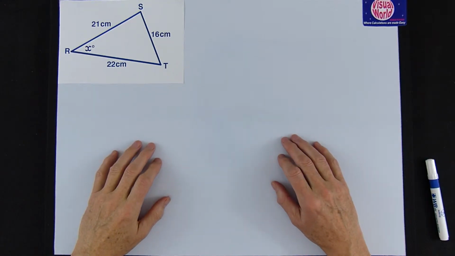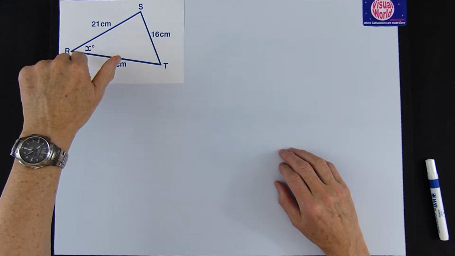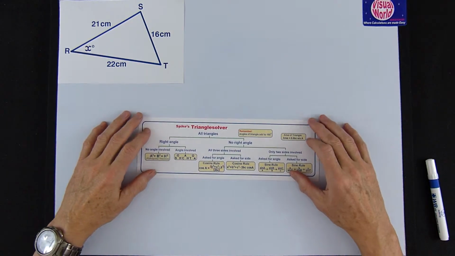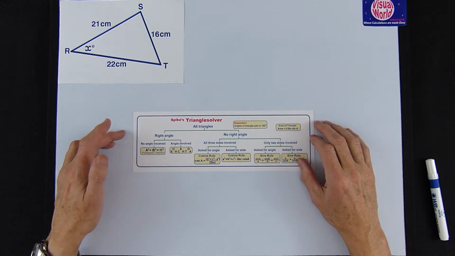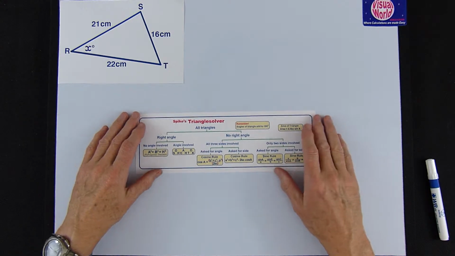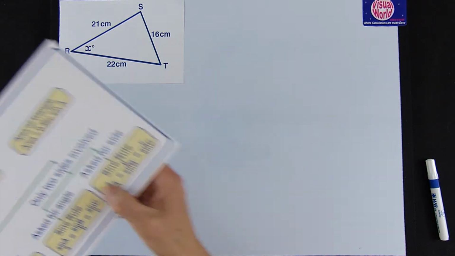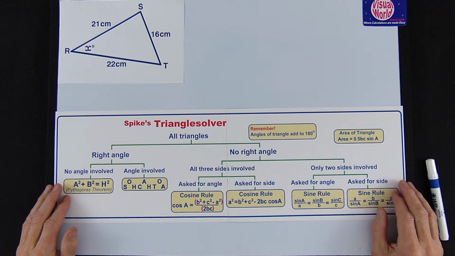In this video we'll start to do questions which have no right angle. I would like to introduce you to my triangle solver, which you can download a copy of from my website or take a screenshot later on. As usual, I have got a bigger version for using with videos, and there it is.